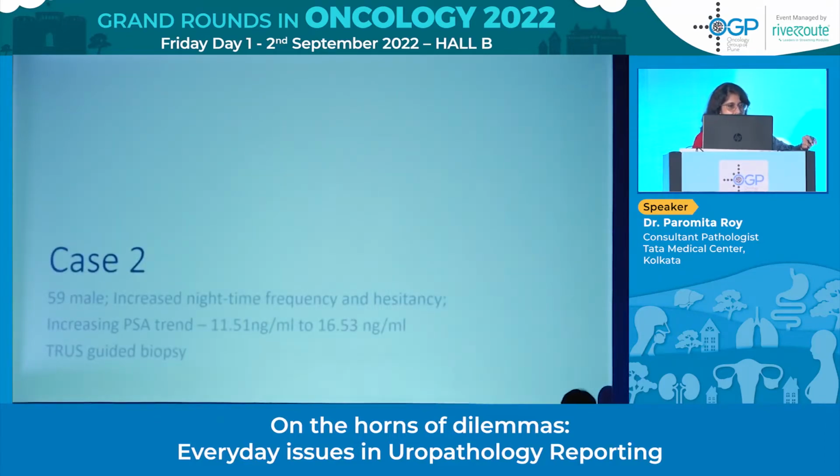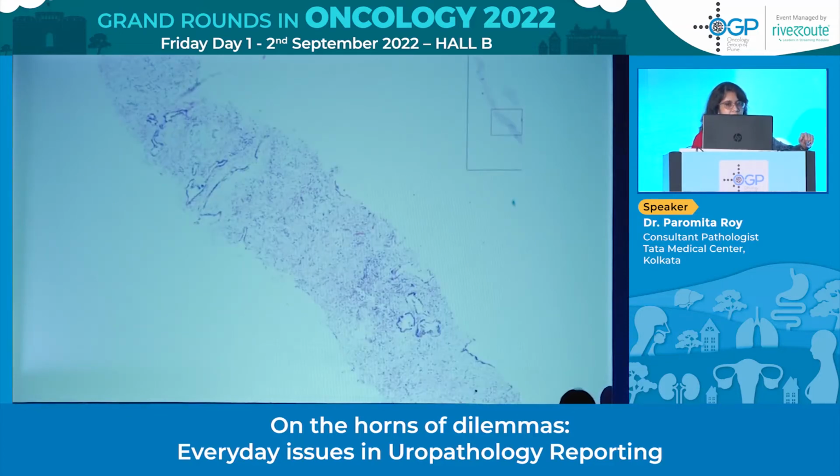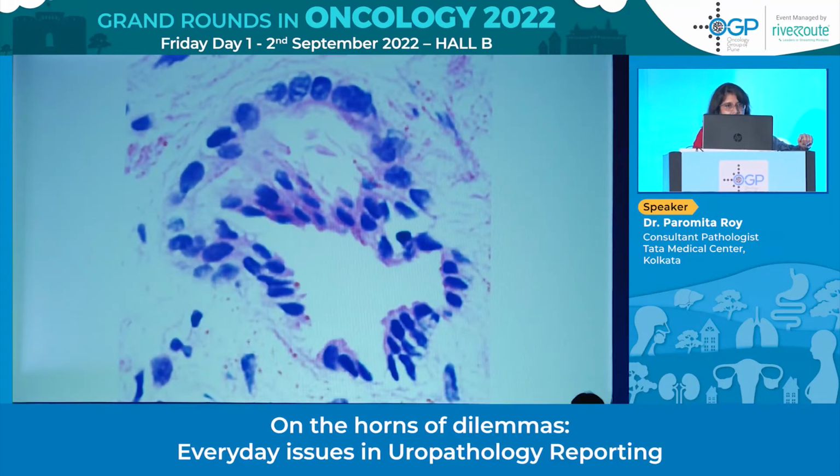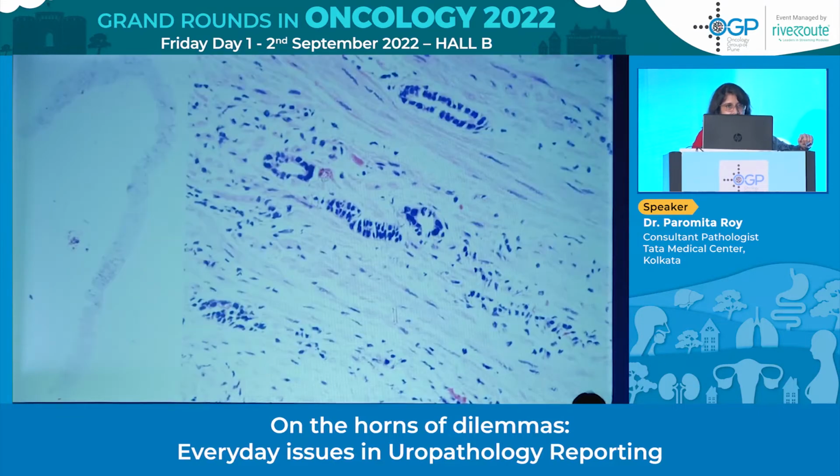The second case is also similar, a 59-year-old male with an increasing PSA trend. Increasing PSA trend is very suspicious for malignancy, and we see this core biopsy with atrophic glands like this. We don't see a bilayered pattern, single irregular angulated glands. In high power, nuclear morphology shows prominent nucleoli, as you can see here. Some atypia in the nuclei.